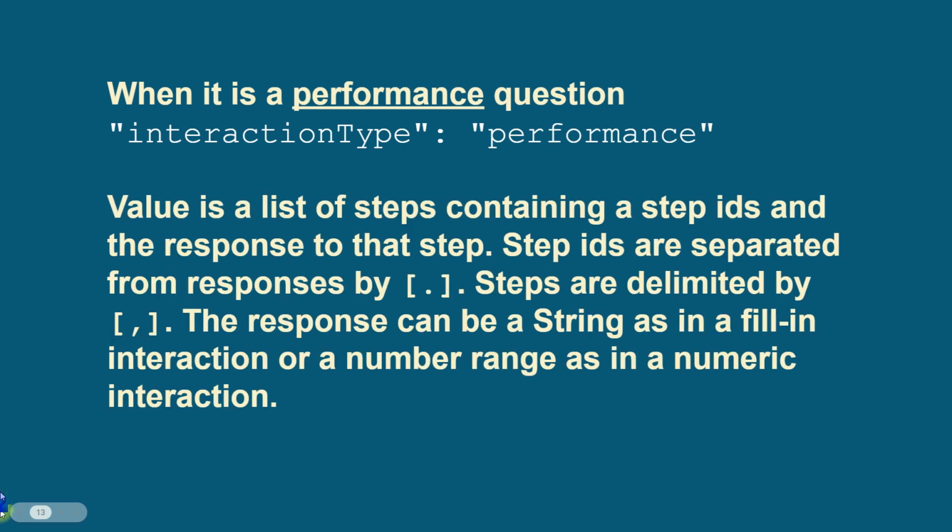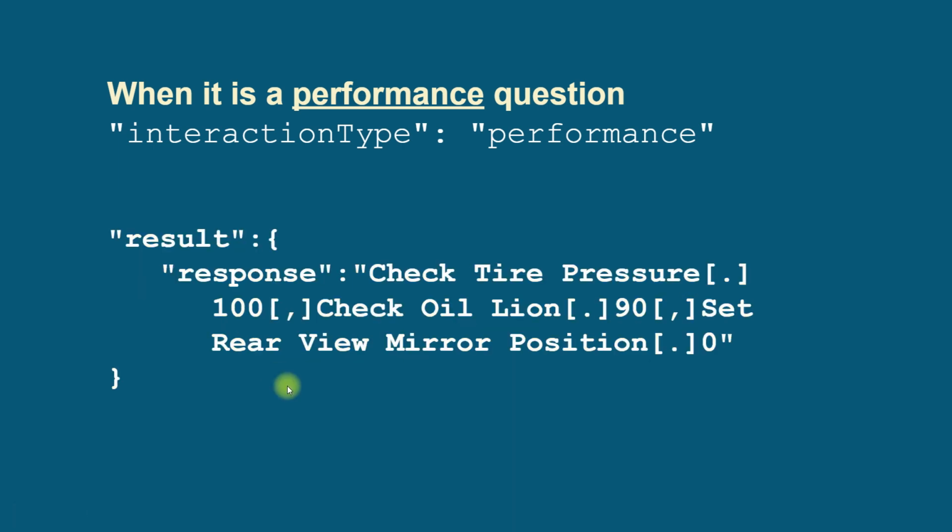Performance type. So here we have basically a set of steps and step IDs and responses that are delimited via the special delimiter character. So it's going to look very similar to what we had for matching, but the intent of what they're used for is a little bit different. So here, this might be a performance simulation type question where we're checking the tire pressure or maintaining a car or something like that. So here we have a couple different steps.